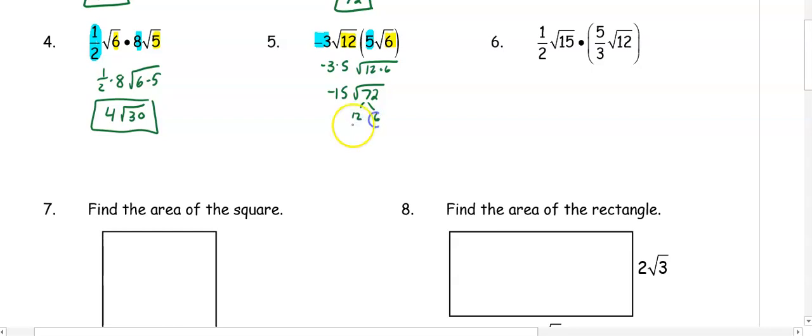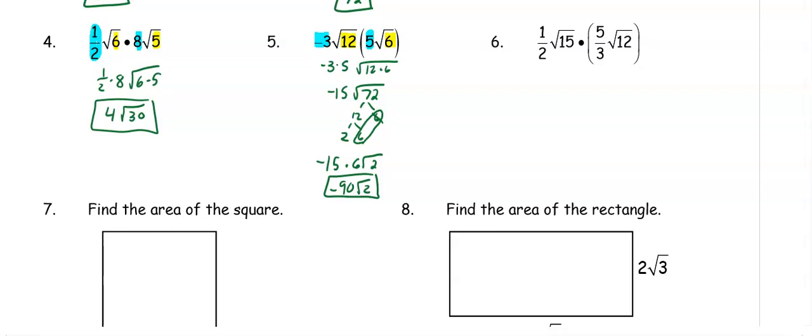So 12 and 6. 12 breaks down to 2 and 6. Now, usually we want to break down to our prime factors, but if we already have a pair of numbers, let's make our life easier and just use those. So we would have negative 15 times the pair of 6, root 2, which gets us negative 90 root 2.